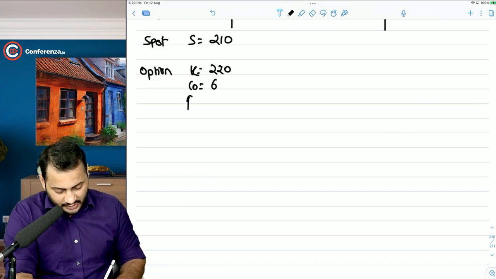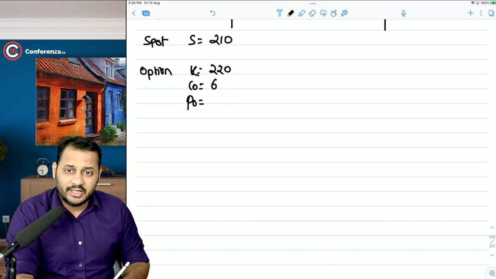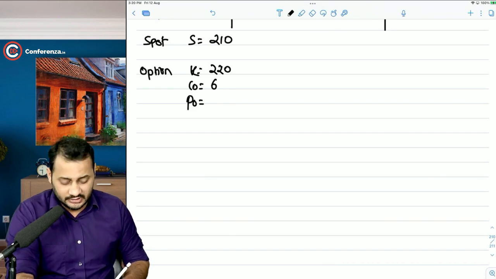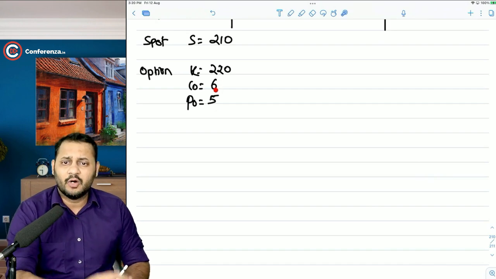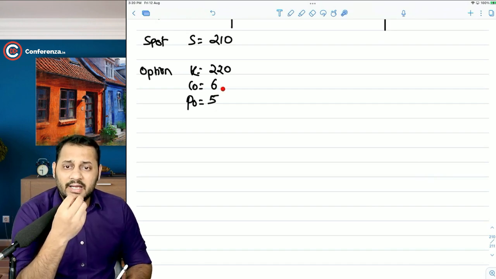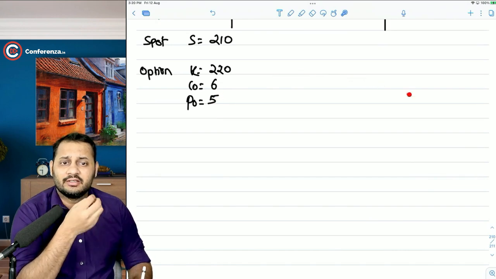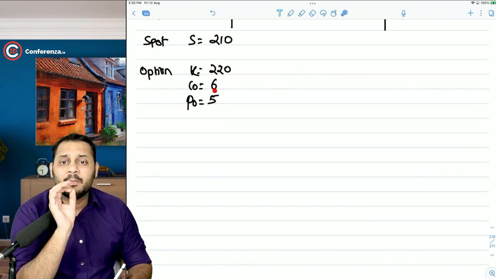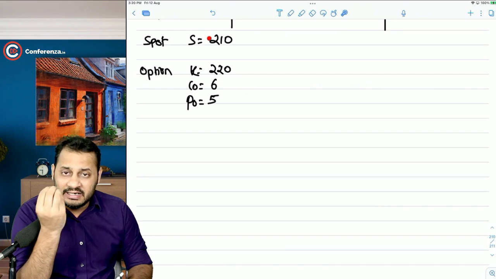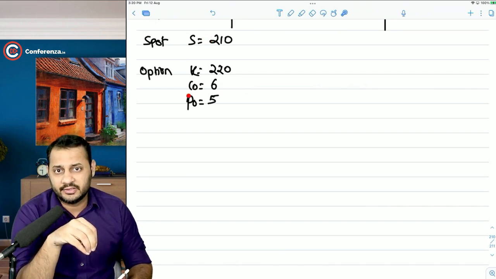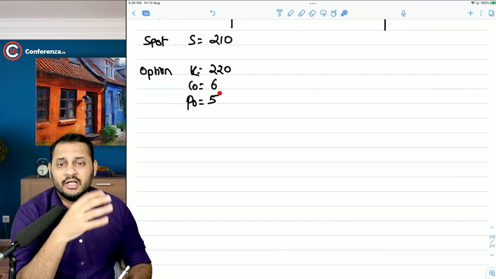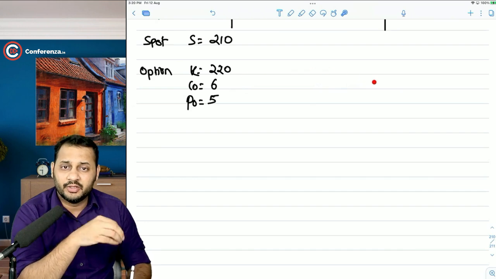And if you want to sell this stock at 220 after 3 months, the put option is available at 5. You can take both the options. Sir, how is it possible to buy and sell the same stock at the same time? It is possible because you are not, in reality or physically, selling the stock or buying the stock in the option market. It's just a contract which you are opening today.